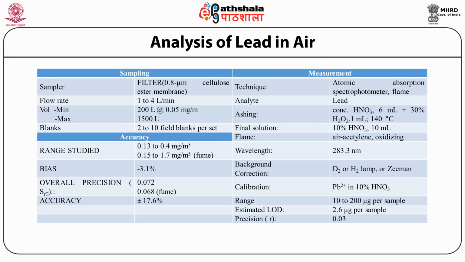For measurements, the ashing is done using concentrated nitric acid 6 ml, 30% peroxide 1 ml at 140 degrees centigrade. That means you take the sample, add nitric acid and peroxide, and heat it to 140 degrees centigrade. Dry it, then dilute the residue with 10% nitric acid to 10 ml. Feed to the spectrometer with an air acetylene flame at a wavelength of 283.3 nanometers. Do the background corrections with a D2 and H2 lamp or Zeeman effect.